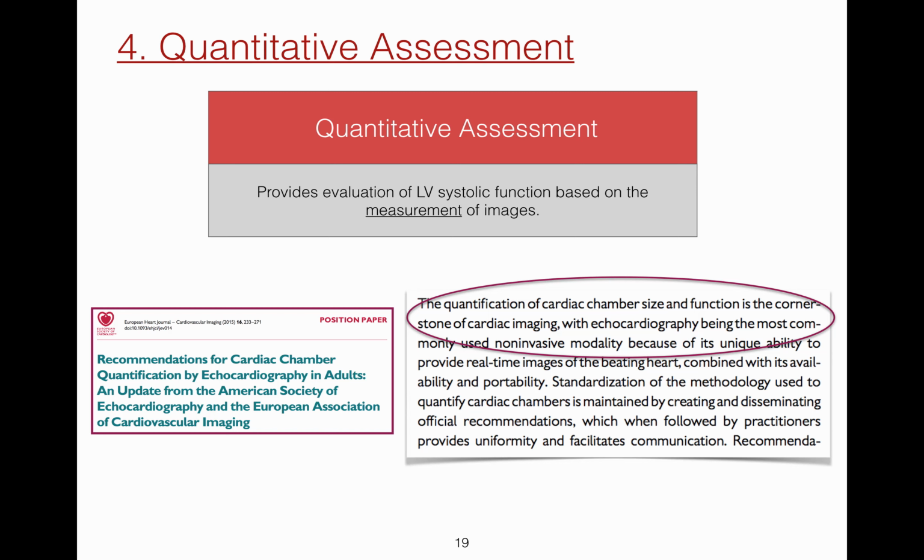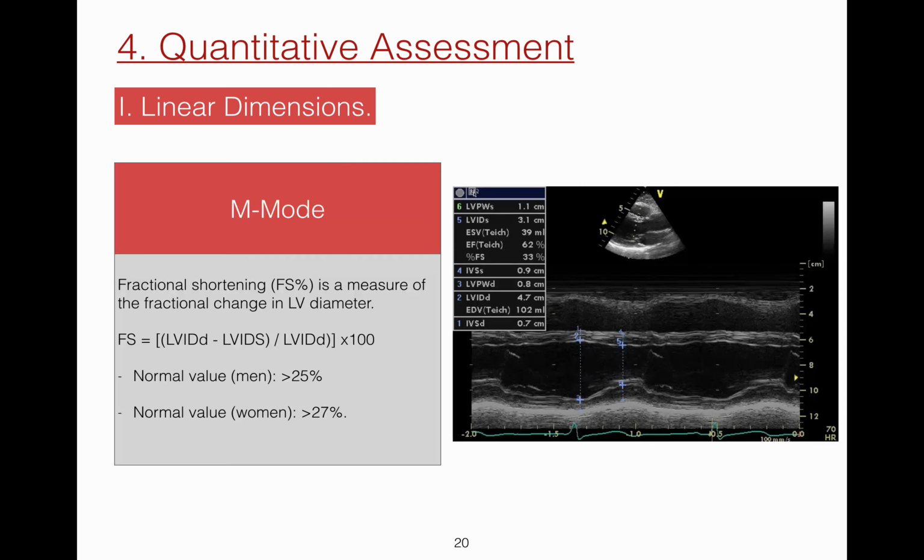In this final part of the lecture, we'll carefully review 4 ways of making quantitative analysis of LV systolic function by echo. Firstly, linear dimensions by the M-mode method. By measuring the internal dimensions at end diastole and end systole, a fractional shortening measurement is made. That is, fractional shortening is a measure of the fractional change in the internal diameter of the LV.